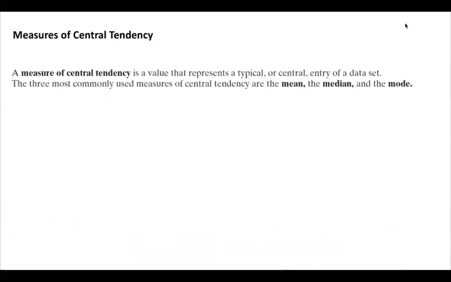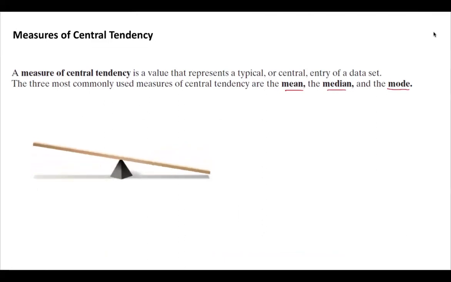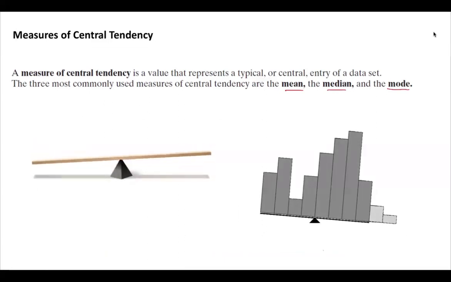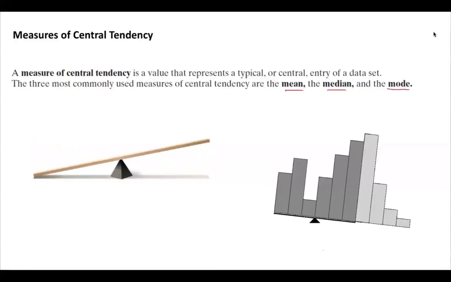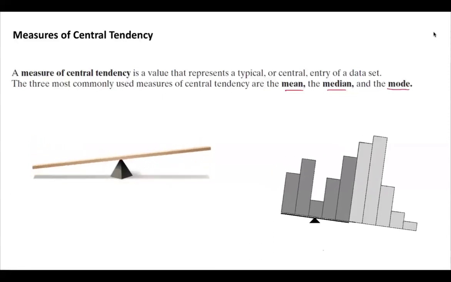Measure of central tendency. Our focus in measure of central tendency is on mean, median, and mode. Depending on the distribution of the data, we're going to focus on one of these measures of center to represent the center of the data or the typical value. So we're looking for the balancing point. If you change the distribution, the position of your balancing point will change as well.